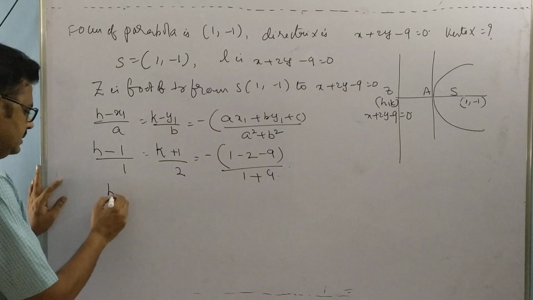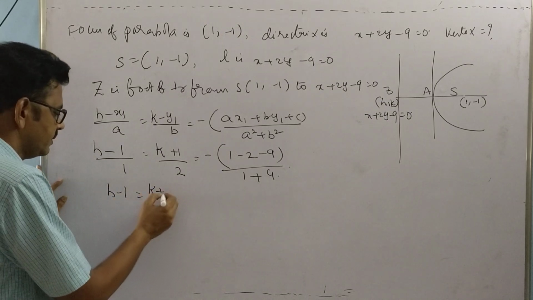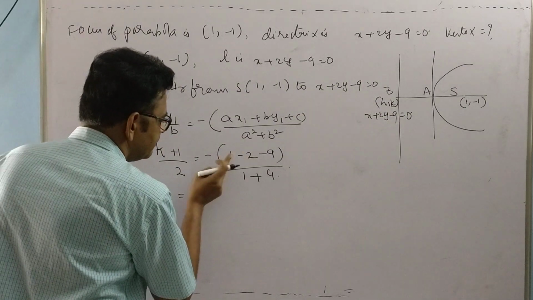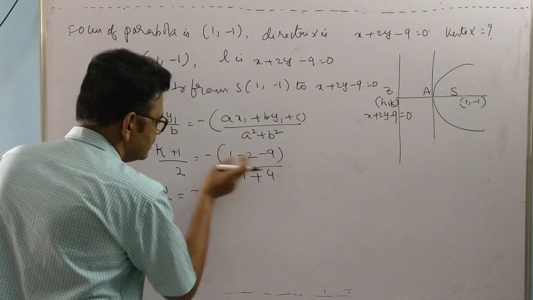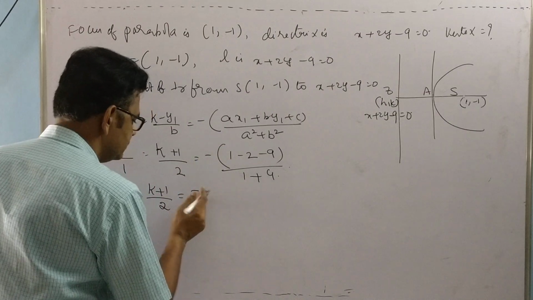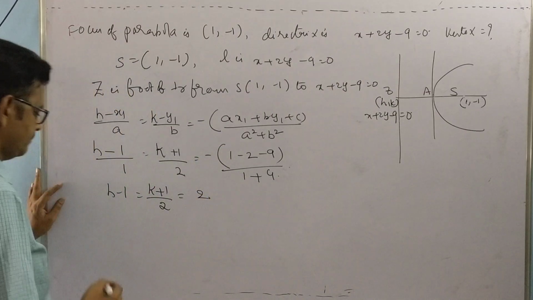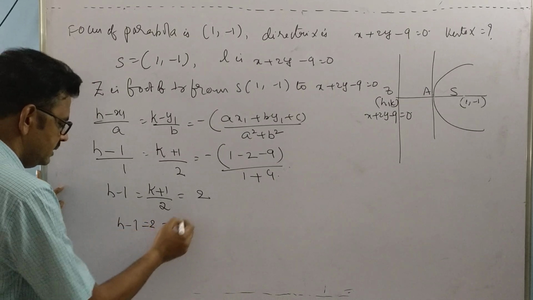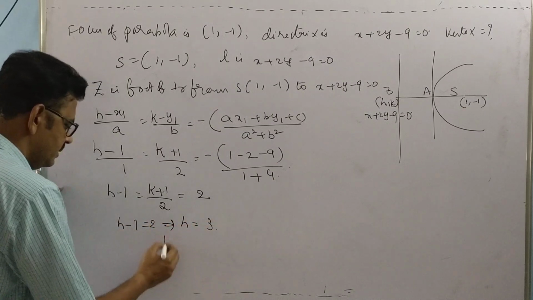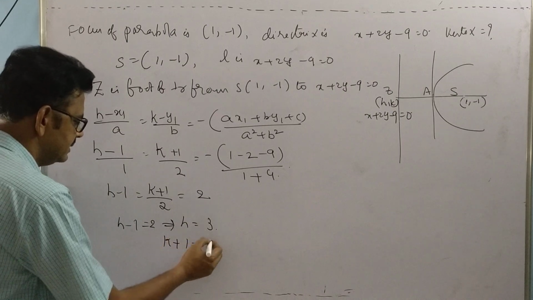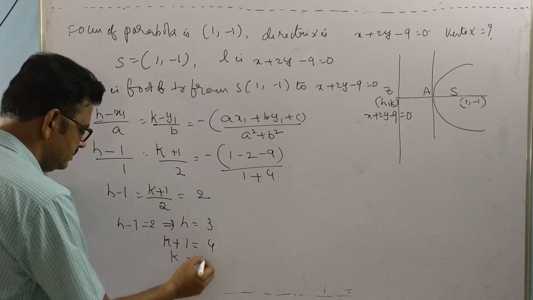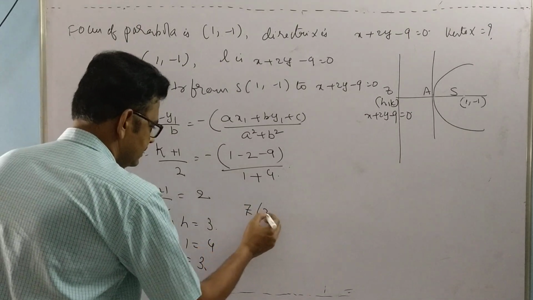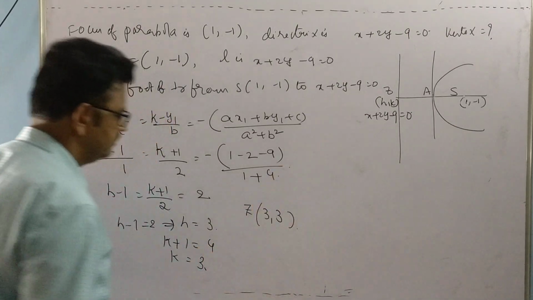So this is h minus 1 equal to k plus 1 by 2 equal to, so this is minus 11 plus 1, so minus 10. So this is what? 10 by 5, that is 2. h minus 1 equal to 2, h is 3, k plus 1 is equal to 4, k equal to 3. Therefore Z coordinates are 3 comma 3.